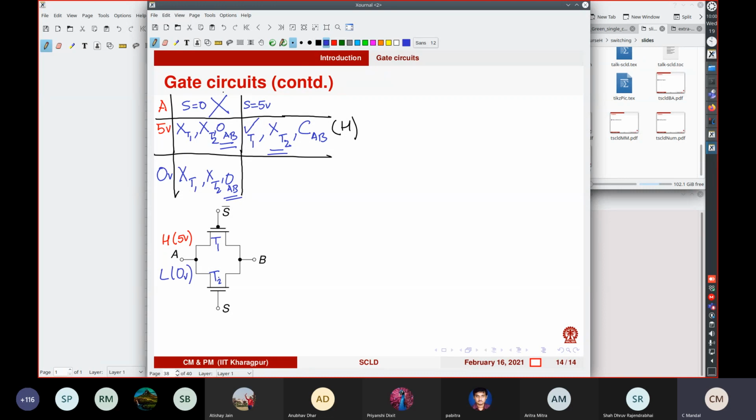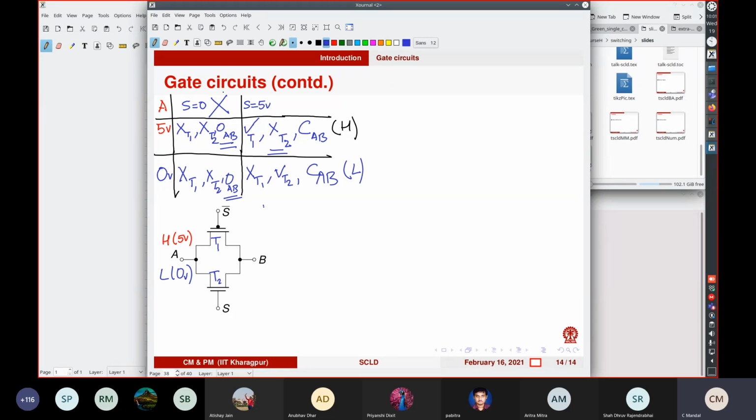So now here T2 is conducting. What about T1? This is at 5 volts, and this is at 0 volts. This is 0. No potential difference. So this is not conducting. And because T2 is conducting, you have a closed circuit between A and B. And this is low. So what you can see is that a PMOS is good at transmitting a logical 1.